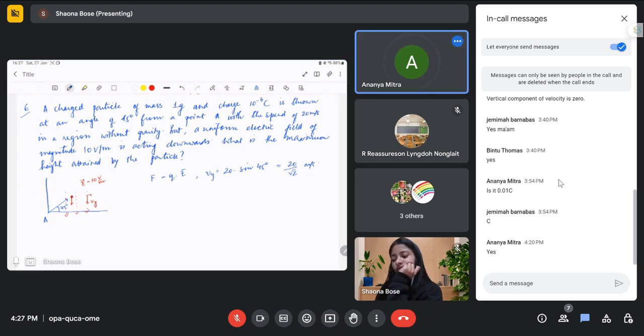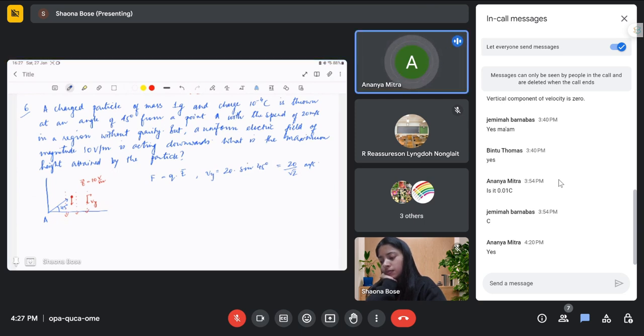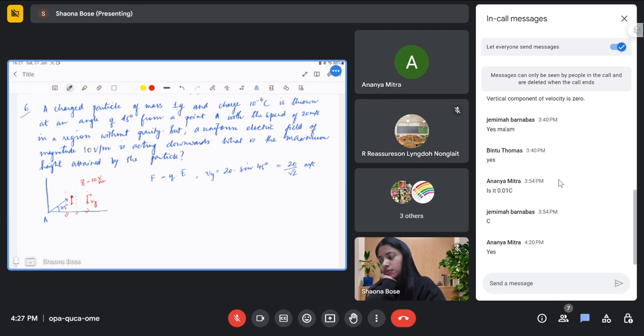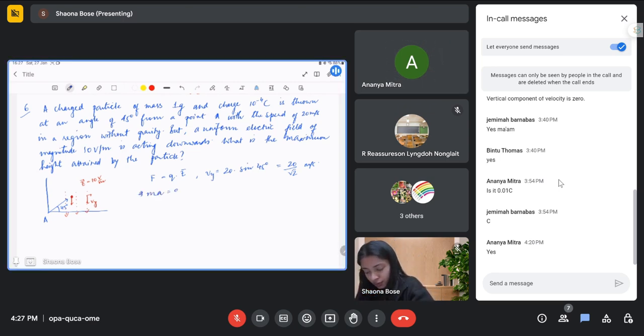Okay, then force in a region without gravity. So there is no gravity, no mg term. We have to balance the condition, meaning downward force and upward force. What will be the upward force? Upward force is m into a, and that is equal to q into E.